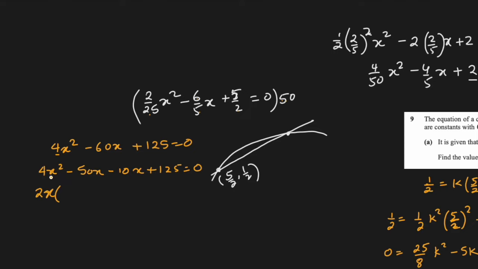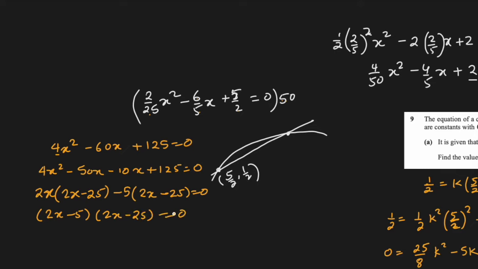2x is 2x minus 25, and 5 is minus 5 will be the common here. So 2x minus 25 equal to 0. So the two factors we get: 2x minus 5, 2x minus 25 equal to 0. So this gives us 2x minus 5 equal to 0, so x is 5 over 2. This gives us 2x minus 25 equal to 0, so x equal to 25 over 2.